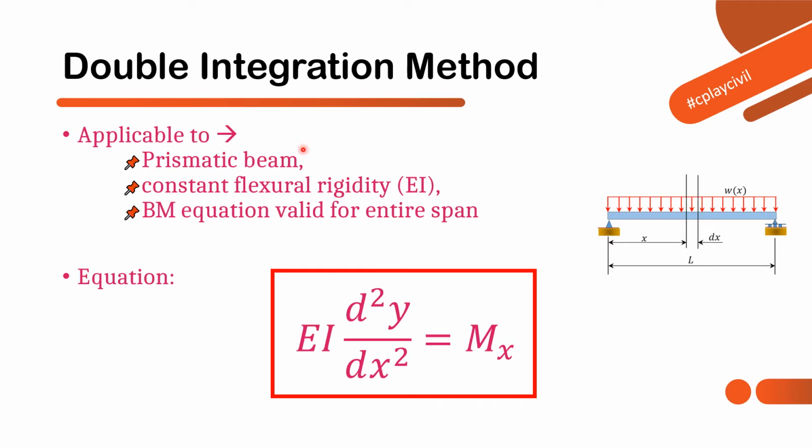So it is applicable to prismatic beams only, having constant flexural rigidity, and the bending moment equation valid for the entire span. For example, say the simply supported beam subjected to UDL over the entire span. So this type of beam can be solved through the double integration method. Now let's move on to the next method.